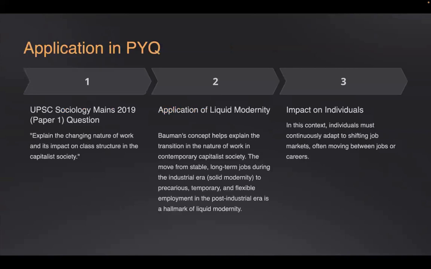Another application is in the UPSC Sociology 2019 Paper 1 question: explain the changing nature of work and its impact on class structure in the capitalist society. So this concept can be utilized to showcase how liquid modernity has led to a transition in the nature of work in contemporary capitalist society.